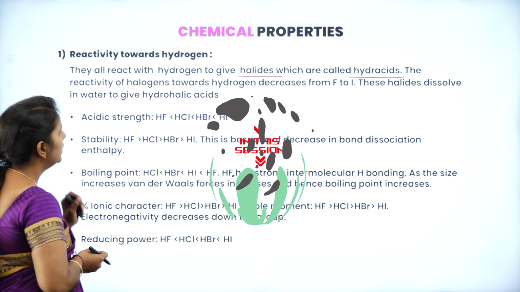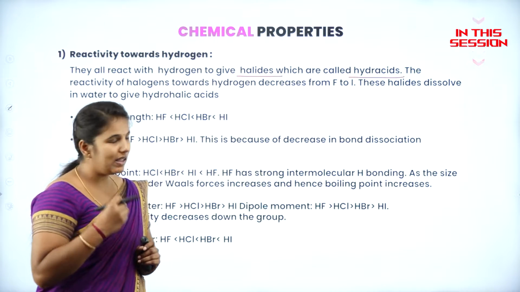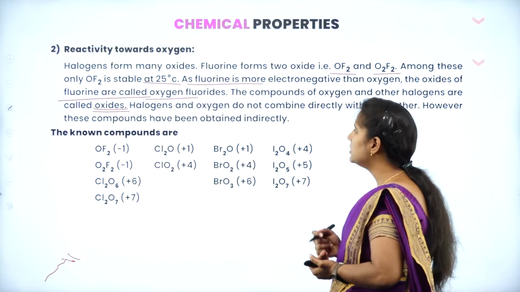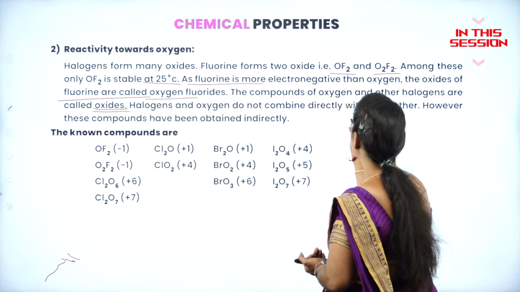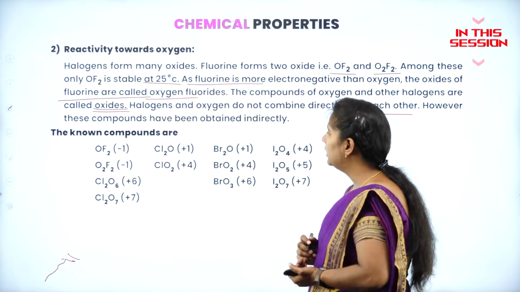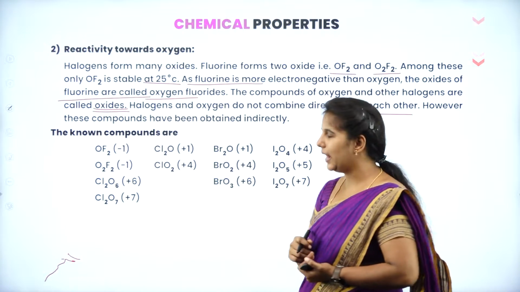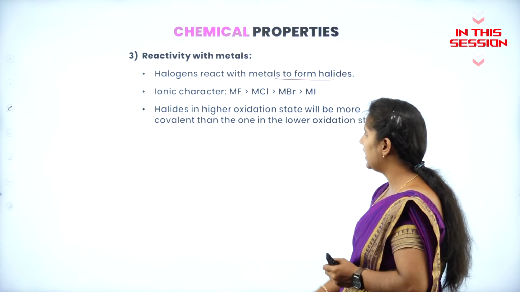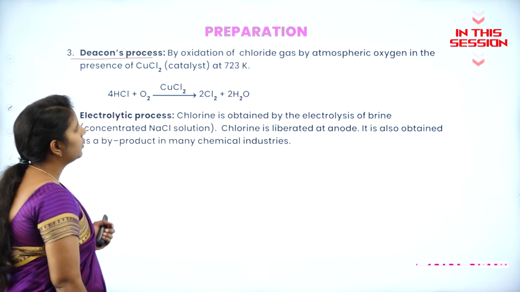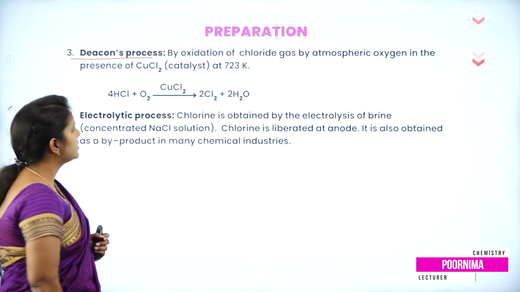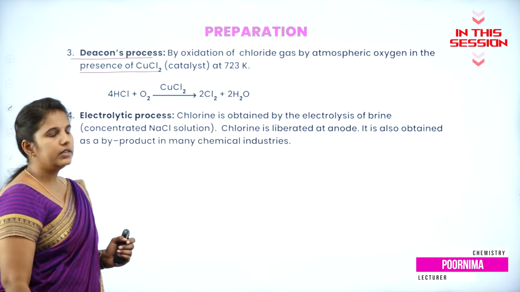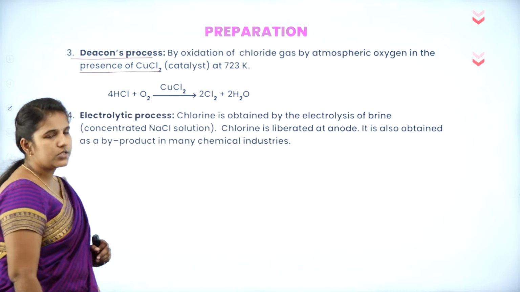Reactivity of the halogen towards the hydrogen decreases from fluorine to iodine. The halogen and the oxygen do not combine directly with each other. However, these compounds can be formed indirectly. The halogen, when it reacts with a metal, forms the halides. The oxidation of hydrogen chloride gas by atmospheric oxygen in the presence of copper chloride as a catalyst at 723 Kelvin gives rise to chlorine.